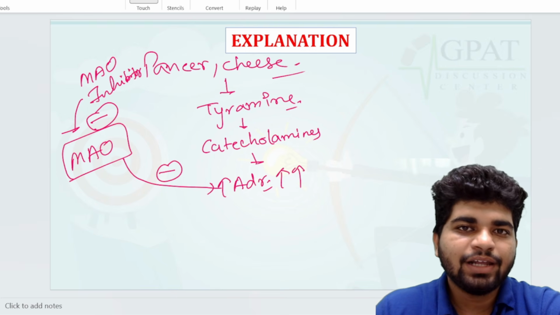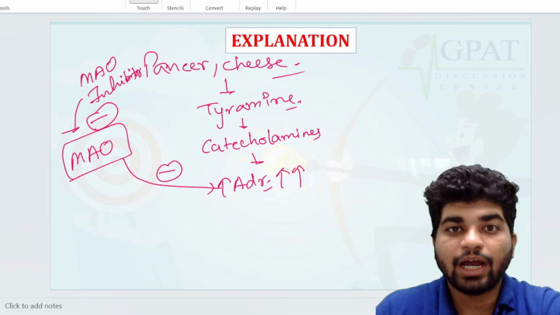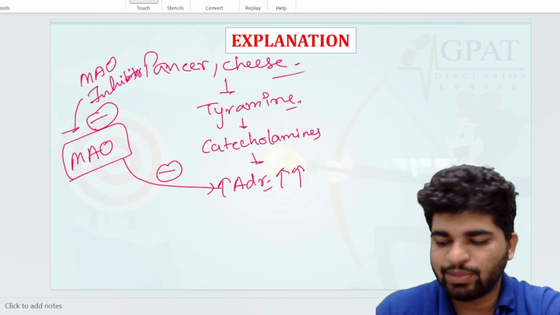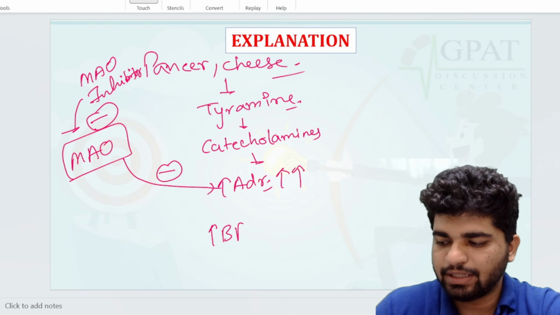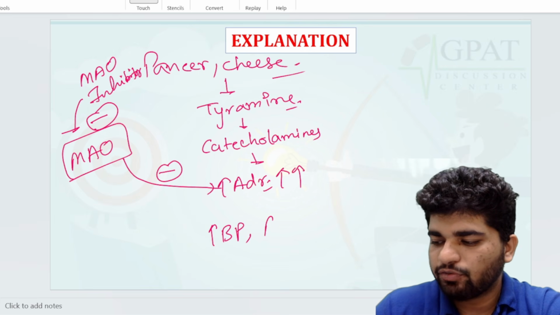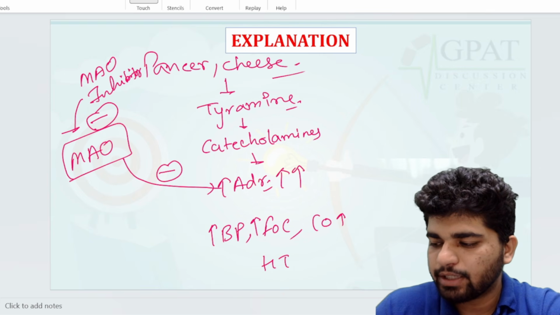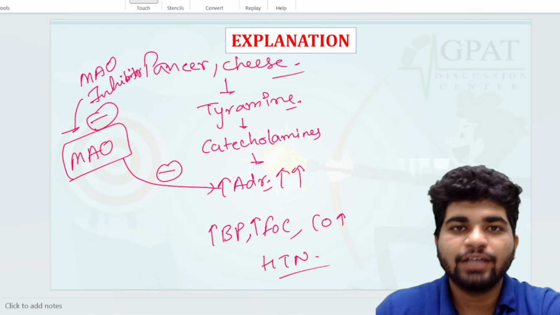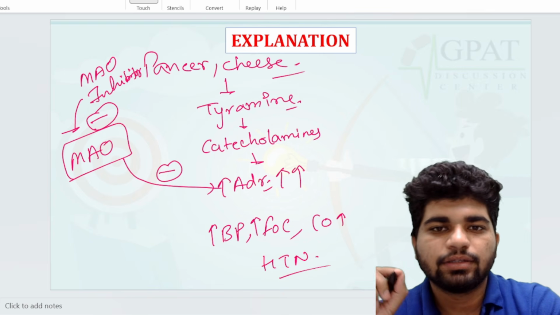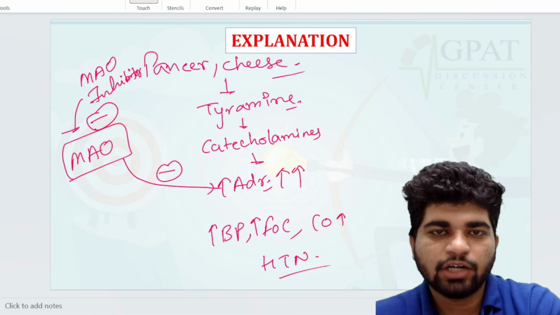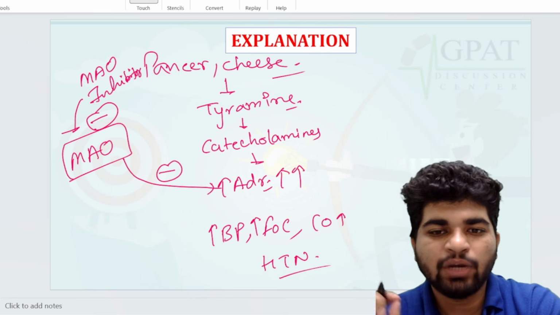Now, if adrenaline release will be more, what will happen? Your hypertension can take place, right? BP will be increased, right? Your force of contraction of the heart can be increased. Your cardiac output is going to be increased, right? So that will lead to what? Hypertension. And that's why you shouldn't take those cheese containing products or tyramine containing products with the MAO inhibitor.